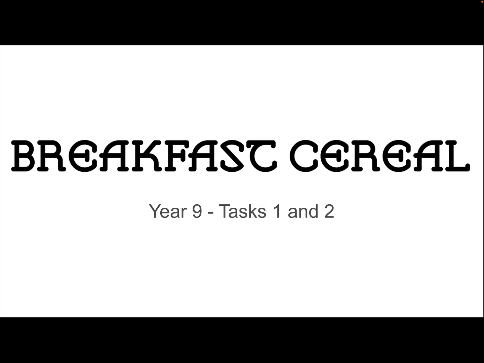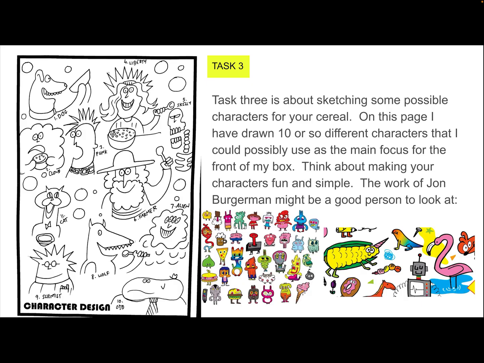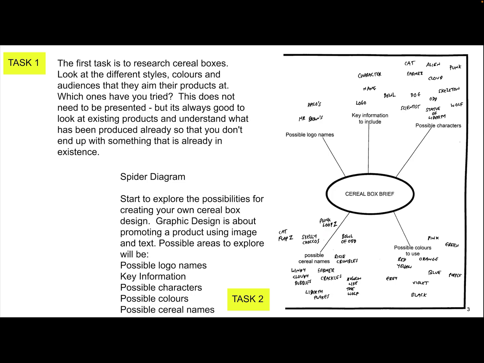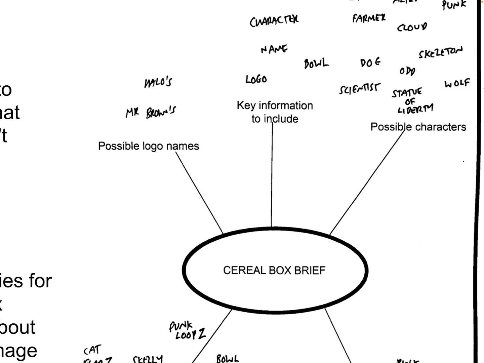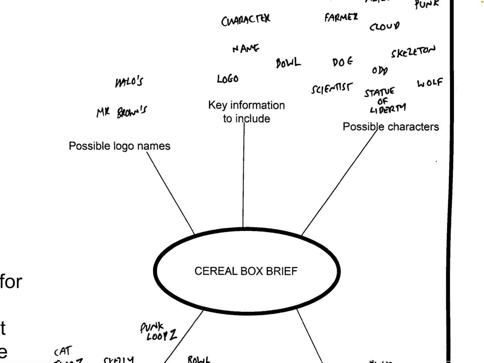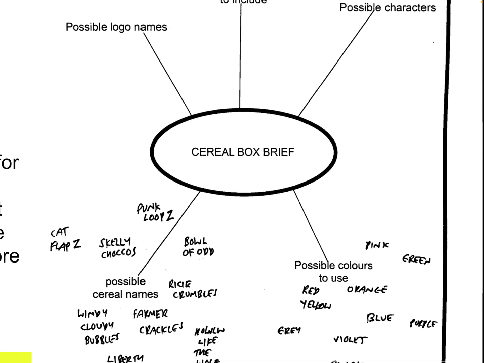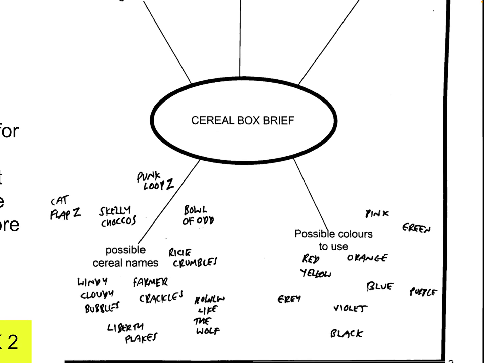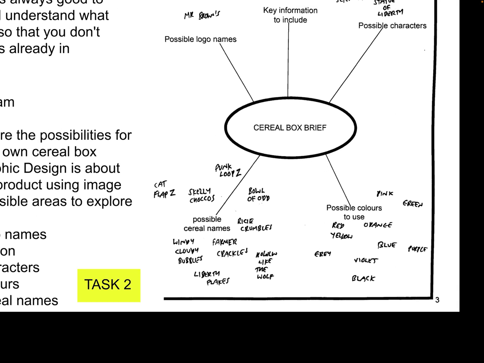Hello. The next video is about going forward from your spider diagram from last week. Your spider diagram explored a range of different elements. You looked at some possible characters and you also looked at some possible cereal box names. These are the two things which we're going to go into a bit more detail during this lesson.